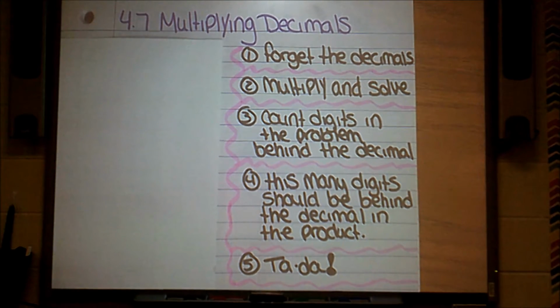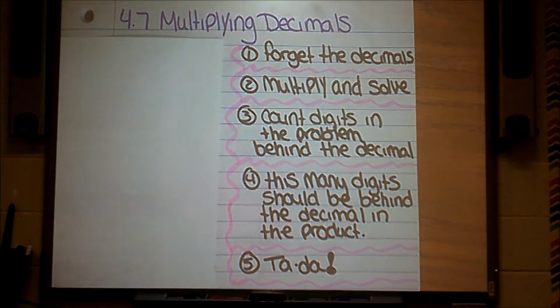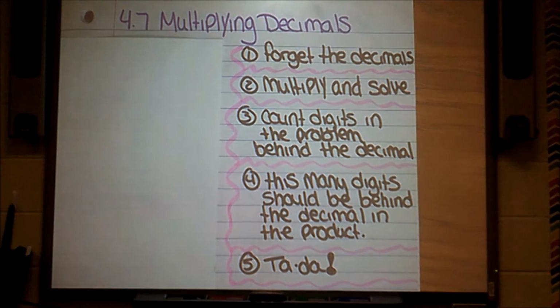Hi guys, we're back at it again. Chapter 4, Section 7, Multiplying Decimals. Decimal times a decimal. As you can see here in your notes, you have some steps to write down to help you solve these problems and make you successful with our multiplying decimal venture.